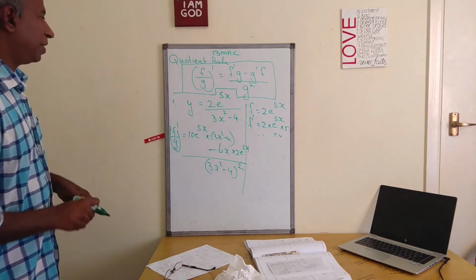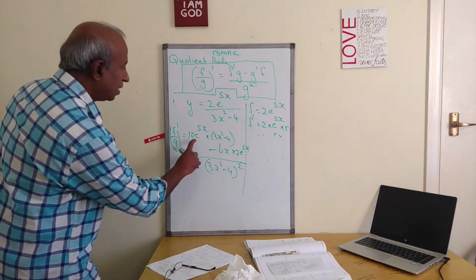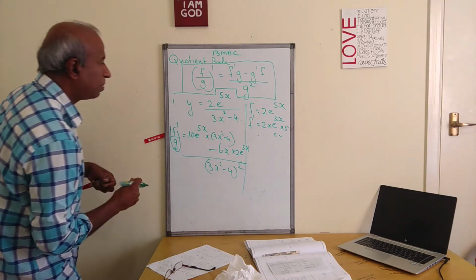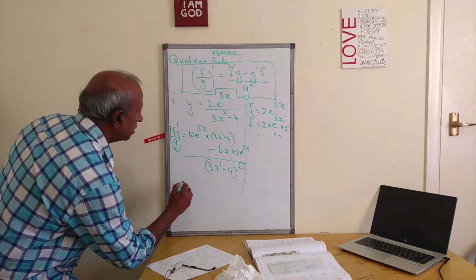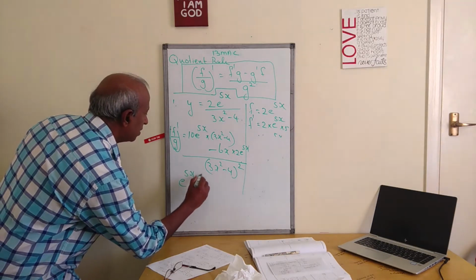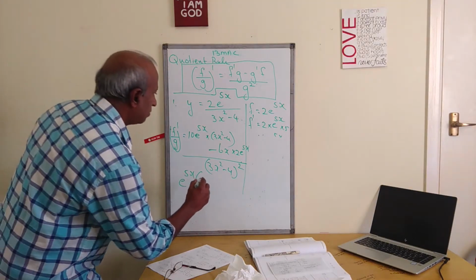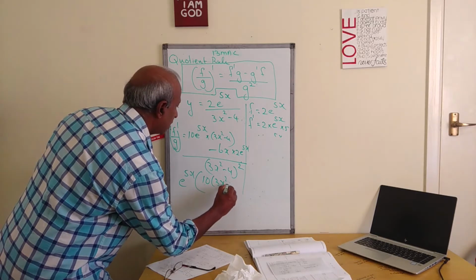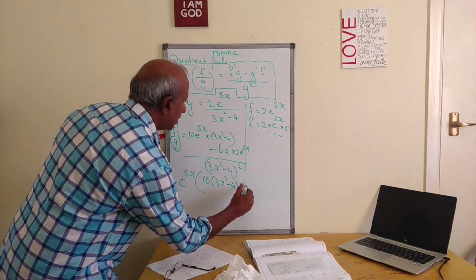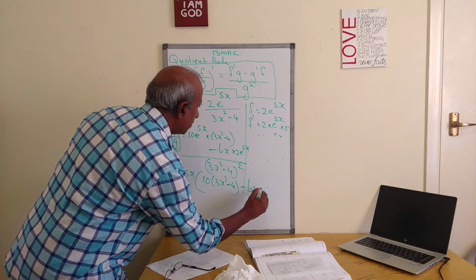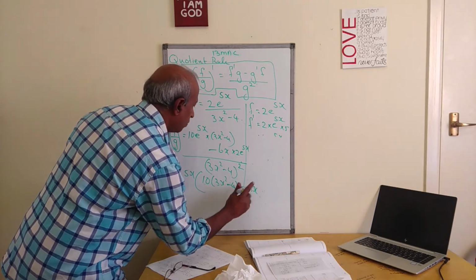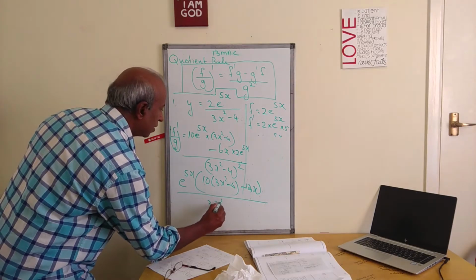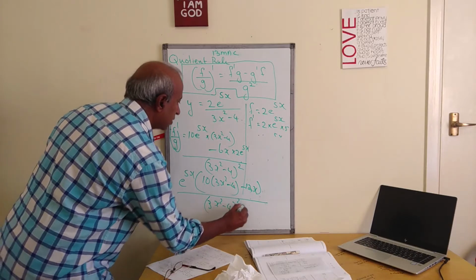How do you simplify here? Can you see there is an e to the power of 5x in both terms? You take that e to the power of 5x common outside. Then we have 10 bracket 3x squared minus 4, minus 6x times 2, we have 12x inside, divided by 3x squared minus 4, the whole thing squared.